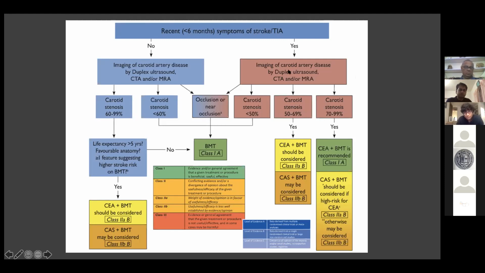So if you're treating carotid artery stenosis of more than 50% to almost 69%, this is class 2A, and it's B evidence, which is data derived from either a single randomized trial or large non-randomized studies. Usually, even in symptomatic patients with 50 to 69% stenosis, you would rather subject them to endarterectomy and not stenting, because the level and class of evidence is better there.